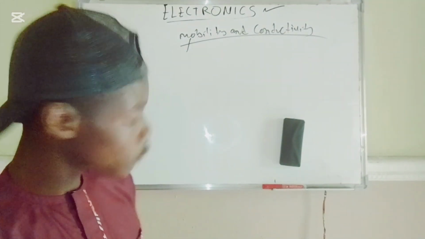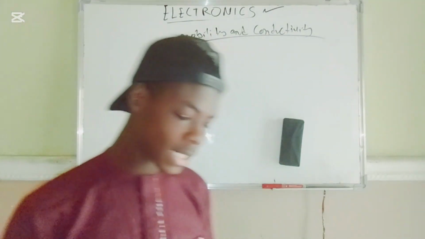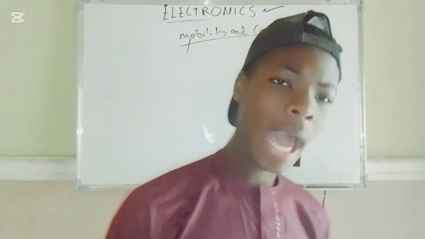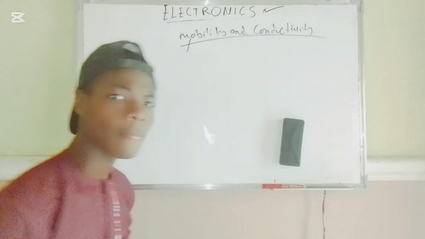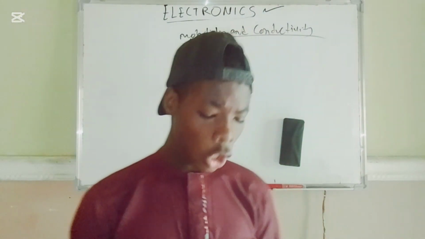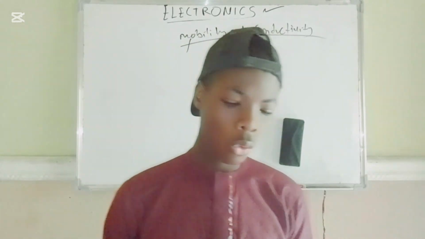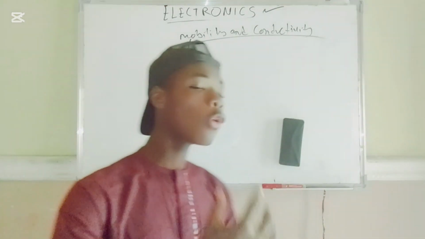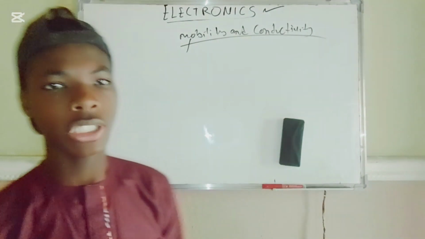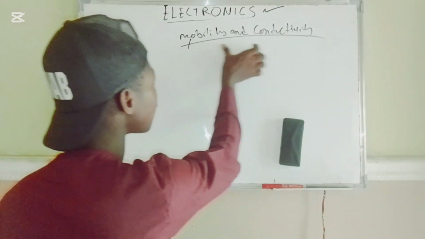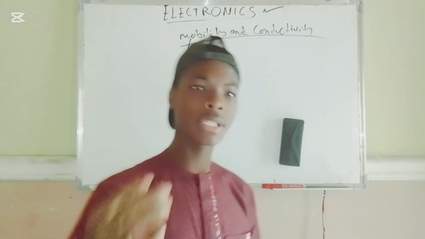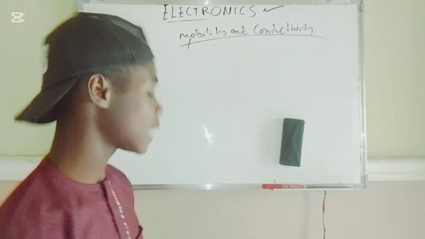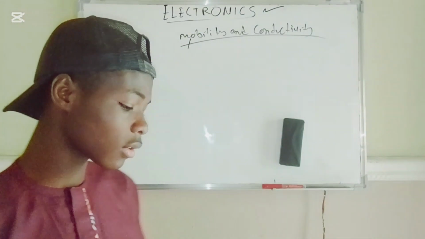So therefore, mobility means how easily carriers move in a semiconductor. And what is conductivity? From the word conductivity, what comes to your mind? Conductivity measures how well a semiconductor conducts electricity. So we are going to talk about these two: mobility, and how well a semiconductor conducts electricity.